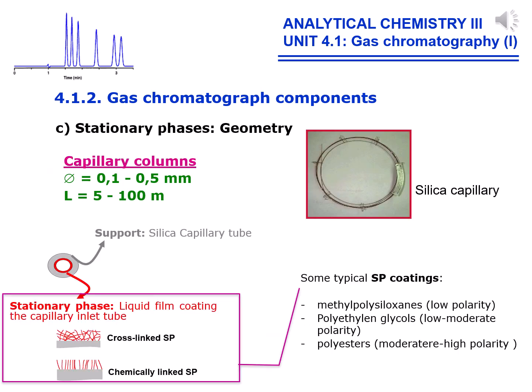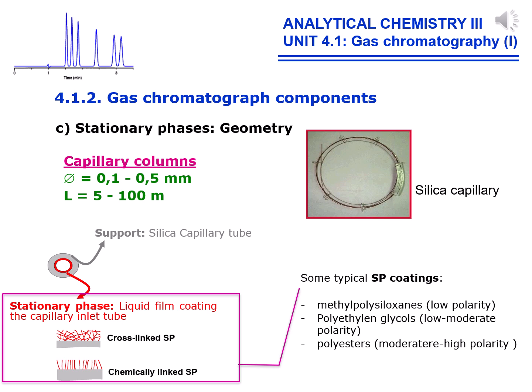The second type of columns for gas chromatography are open capillary columns. These columns have a smaller internal diameter, between 0.1 and 0.5 millimeters. Then they can be much longer than packed columns: 20, 50, even 100 meters. These two characteristics make these columns more efficient than packed ones.